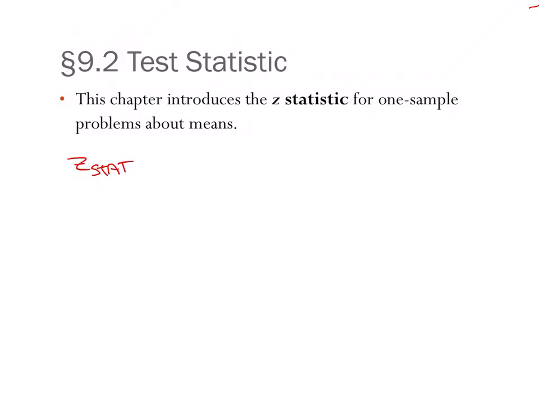Our z-stat equation is equal to x bar minus mu sub 0, which is the null hypothesis, over the standard error of x bar. This is the test statistic that we use to calculate our z-stat. So it's x bar minus our mu hypothesis over the standard error of x.